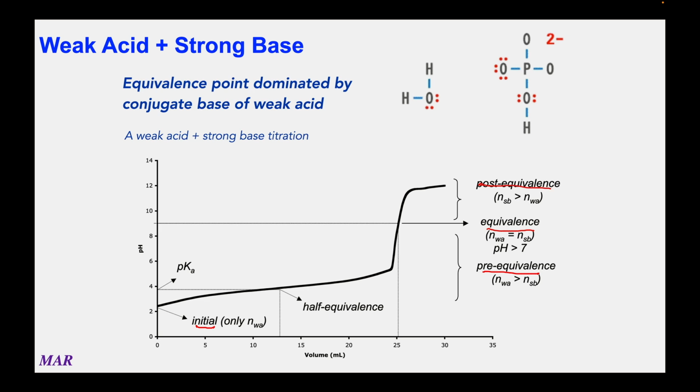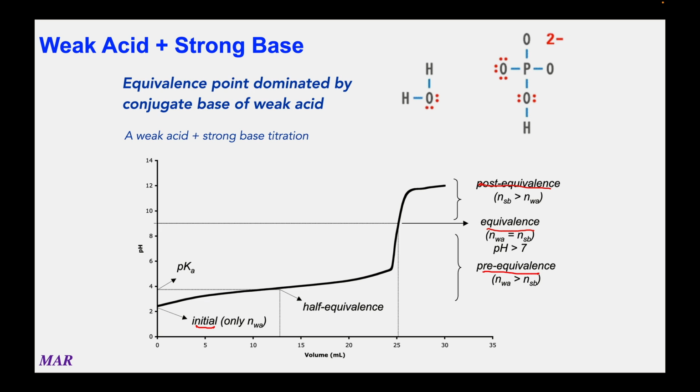So initially, we'll have only the moles of weak acid, NWA. At equivalence, the moles of weak acid and moles of strong base will be equal. Pre-equivalence, we have more moles of weak acid than strong base, and the post-equivalence means more strong base than weak acid. And we'll have different equations for that.